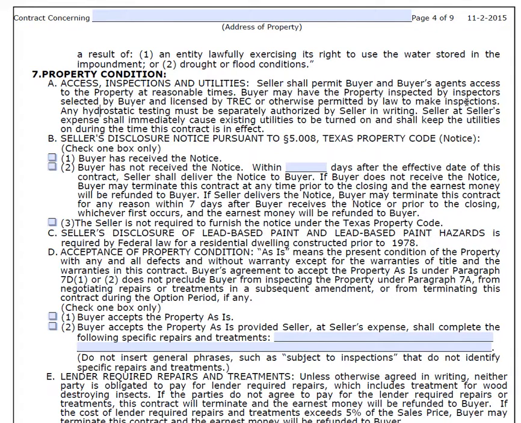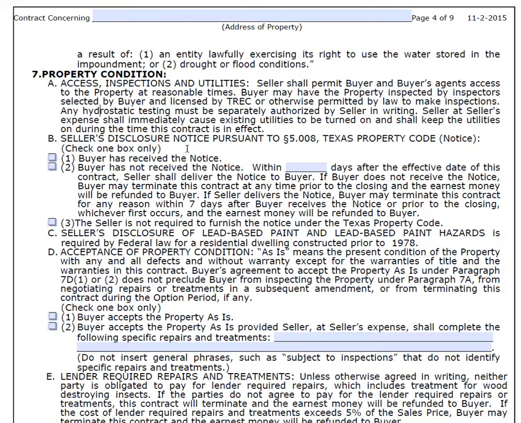The buyer can have the property inspected by inspectors selected by the buyer, licensed by TREC, and or otherwise permitted by law to make inspections. Very important that you notice right here, any hydrostatic testing must be separately authorized by the seller in writing. So any water pressure testing, hydrostatic water pressure testing, must be separately authorized by the seller in writing. Seller shall have the utilities on is a part of this paragraph. Unfortunately, occasionally HUD homes do not do this correctly, and there is no mechanism to force them to turn them on. However, if they don't turn them on, your buyer has the right to terminate the contract and get their earnest money back.